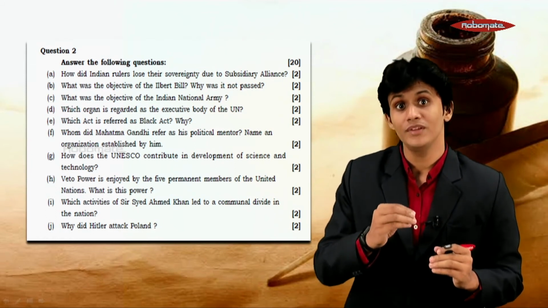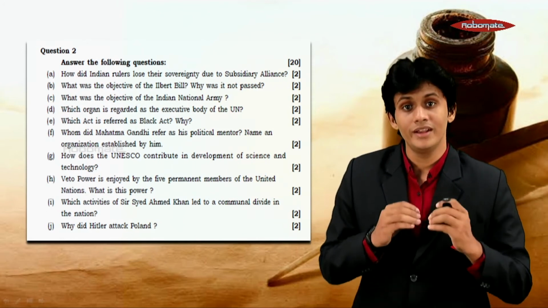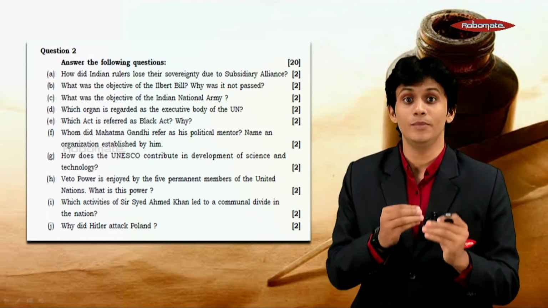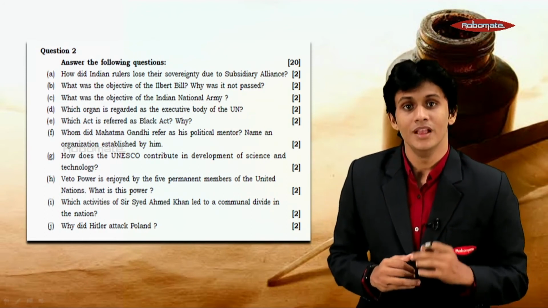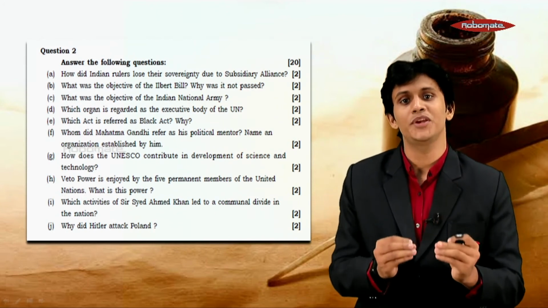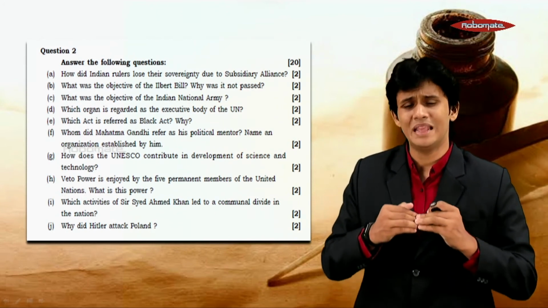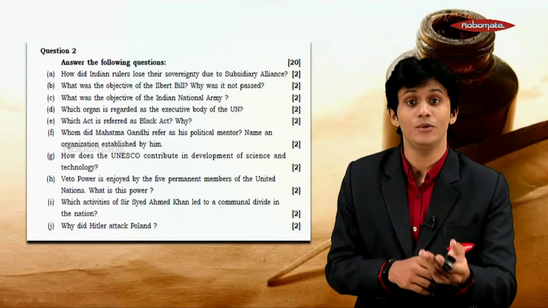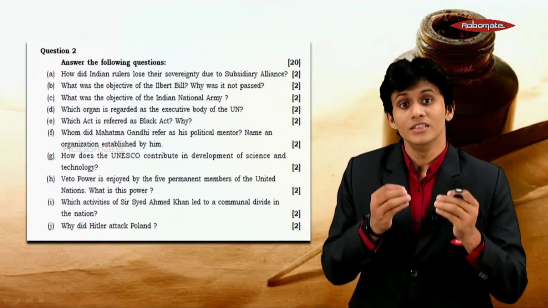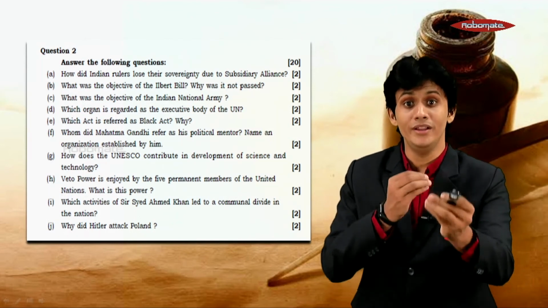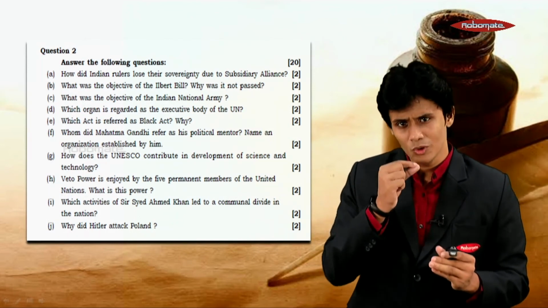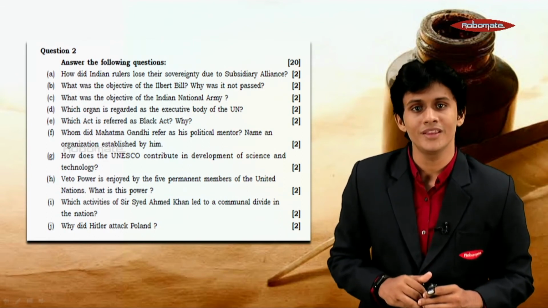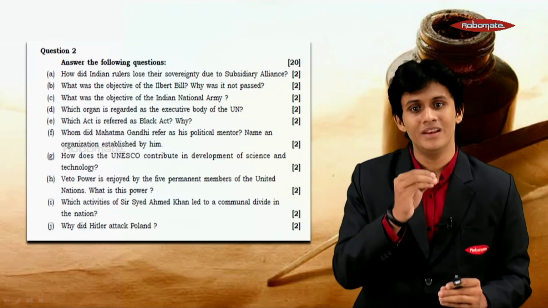But one important point that we tend to miss here is writing about who planned the subsidiary alliance. Lord Richard Wellesley becomes a very important part of the answer. Similarly, next we have: what was the objective of the Ilbert Bill? We tend to write the entire elongated history about the Ilbert Bill, etc. And then in the end we tend to forget to write the most important person. Sir C.P. Ilbert was the person who introduced the bill. So these small pointers become very important. Similarly, one such confusing example that we have here is question number E.